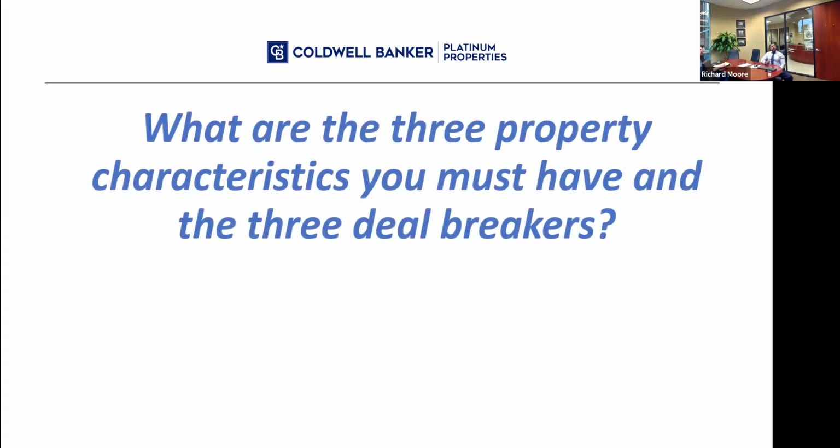What are the 3 property characteristics you must have, and the 3 deal breakers? Examples are, we want a single level. That's one characteristic. We want a living room and family room. It's another characteristic. They want a 3-car garage. And not everyone's gonna have 3 things that they want. They just want a nice house that they want to move into, right?